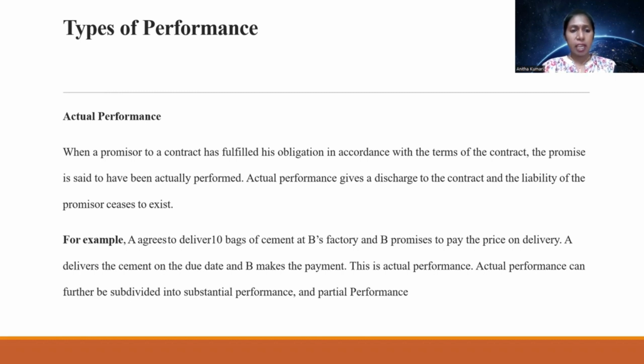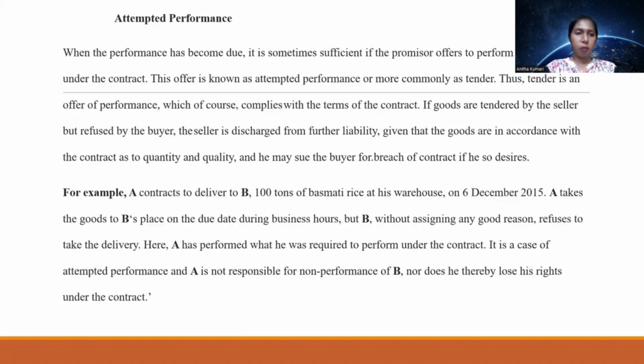For example, A agreed to deliver 10 bags of cement at B's factory and B promised to pay the price on delivery. A delivered the cement on the due date, and B also made the payment. So in this example, you can see that both persons have completed their respective promises. That is called actual performance.